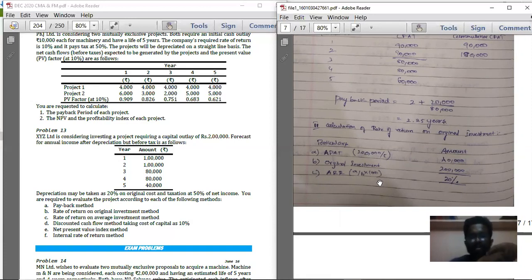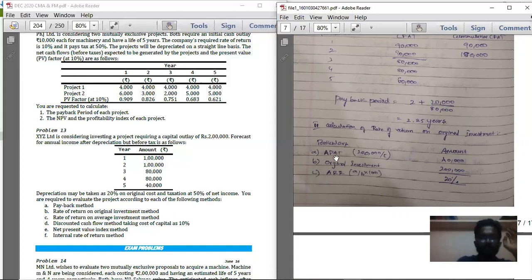Below that, under particulars, record small a. What is the formula for this rate of return on original investment? Average profit after tax divided by original investment. Because they have given the question clearly: rate of return on original investment. Whenever they are asking rate of return, you should always take profit after tax. You should not take CFAT. Don't confuse. For payback period you should take CFAT, and for net present value method and others you should take CFAT, whereas for rate of return, this is a traditional method, you should always take profit after tax only.